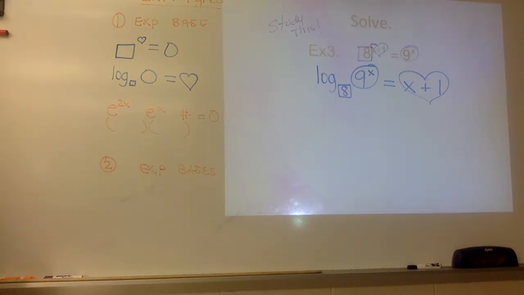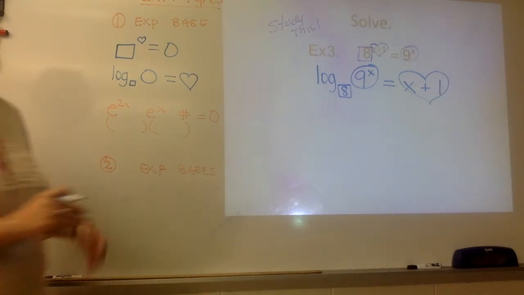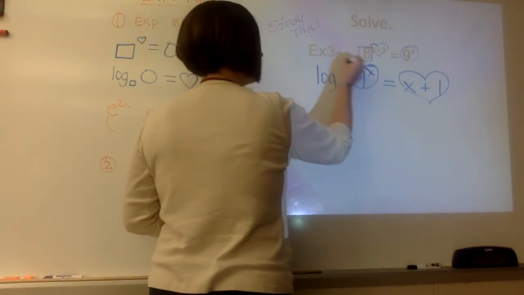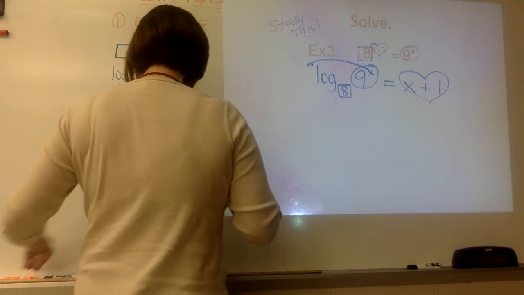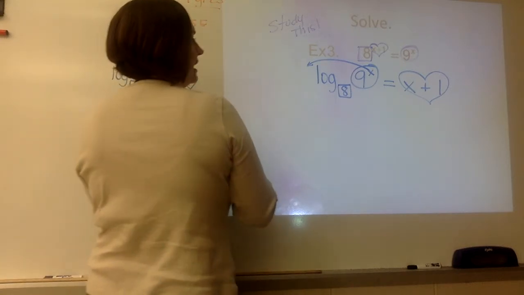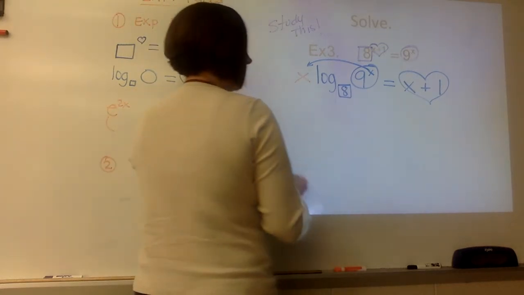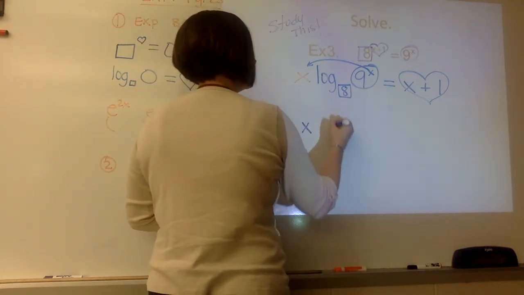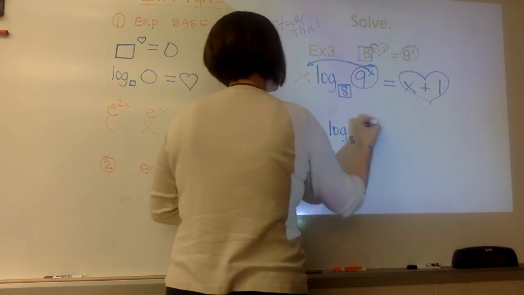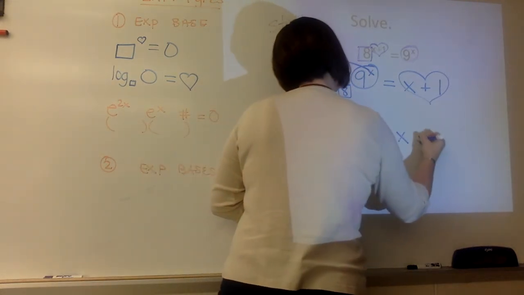All right, fantastic. How do we get the x out of the exponent? When you have a log, how do you do that? Can't you move it to the front with the power-to-power rule? We just talked about that. So I'm going to take the power-to-power rule, and I'm going to bring this out front. So I'm going to bring that x out front here. Yes? So now here's what I have. I have x log base 8 of 9 is equal to x plus 1.